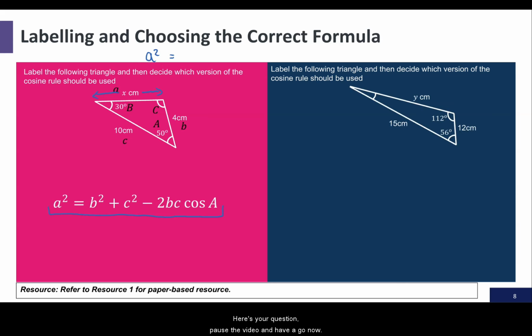Here is your question. Pause the video and have a go now. Here is my solution. We were finding y, which makes sense to call lowercase a, which meant the 56 degree angle was capital A. I've chosen 12 to be lowercase b, and I've chosen lowercase c to be 15. Those two are interchangeable. And the formula I would be using would be a squared equals b squared plus c squared minus 2bc cos A.